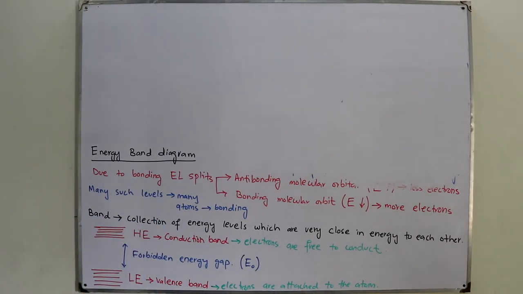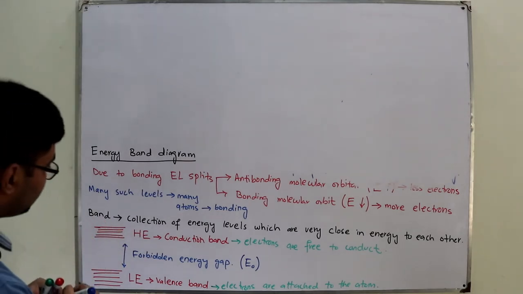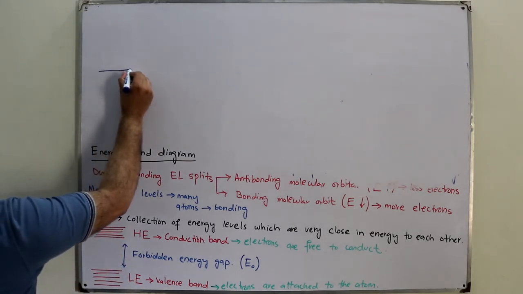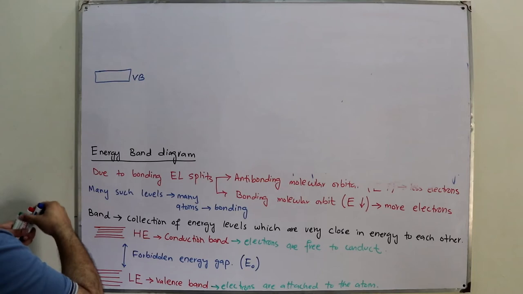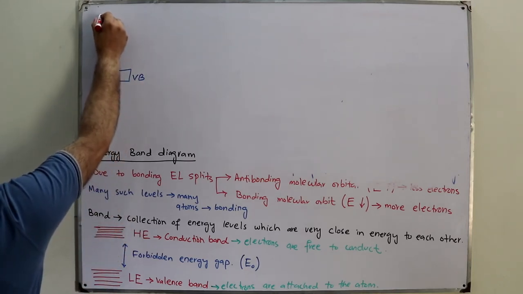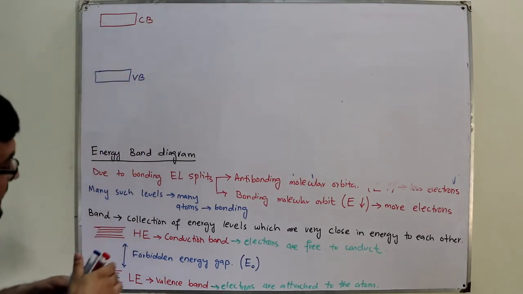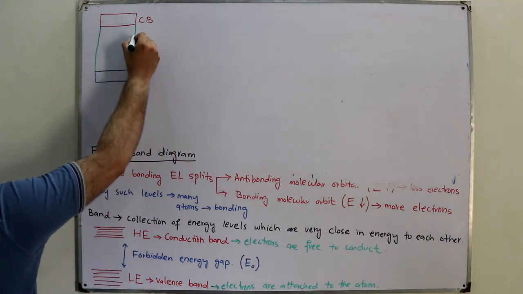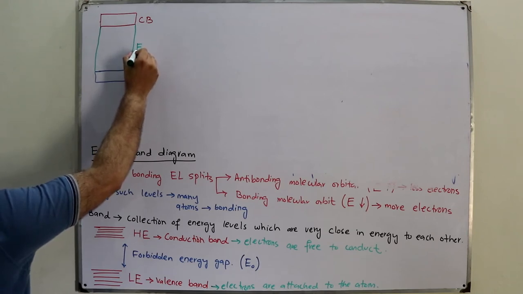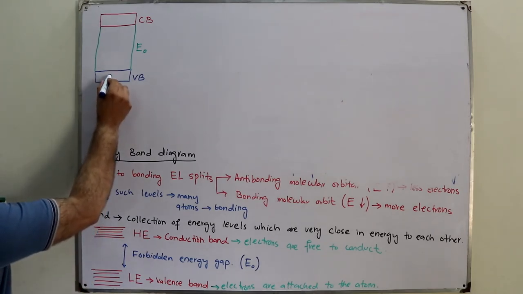Let's say you have a valence band with the blue color, green your forbidden gap, red the conduction band. So this is your valence band, and you have your conduction band over here somewhere. Which means the energy required is very high to move your electron from the valence band to the conduction band. This is your forbidden energy gap, E naught. So you have to give it E naught to get the electron from the valence band to the conduction band.